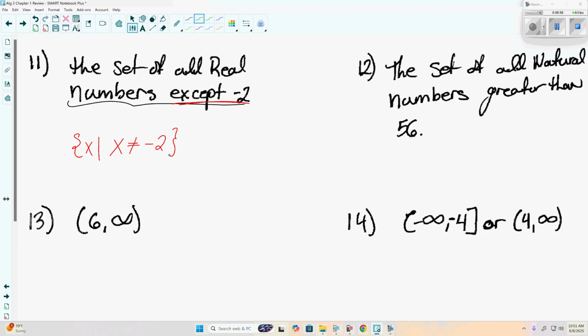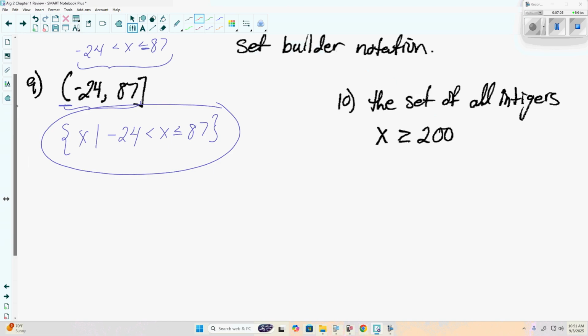Any other questions, or any questions on 1 through 14? So the set of all integers, if we look at number 10, the set of all integers, x is greater than or equal to 200. So we'd say x is an element of the integers, is our Z with a line, such that, now for this one here, they already gave it to us as an inequality, so we just have to fill it in. Intervals, we have to change to inequalities. If they already gave it to us as an inequality, we just fill it in.